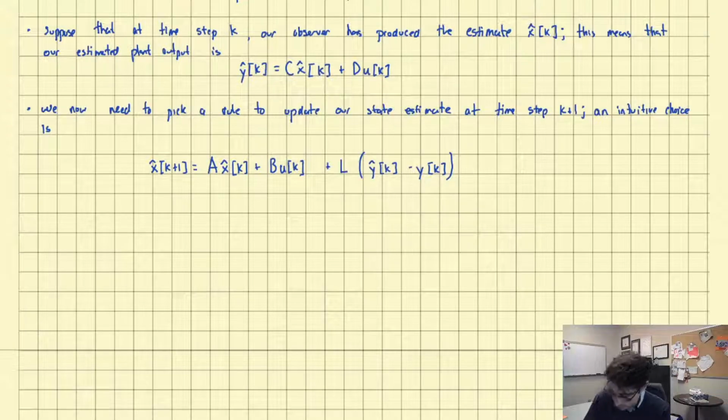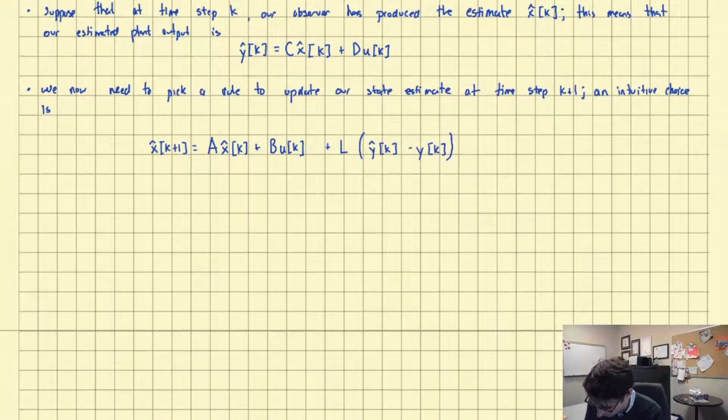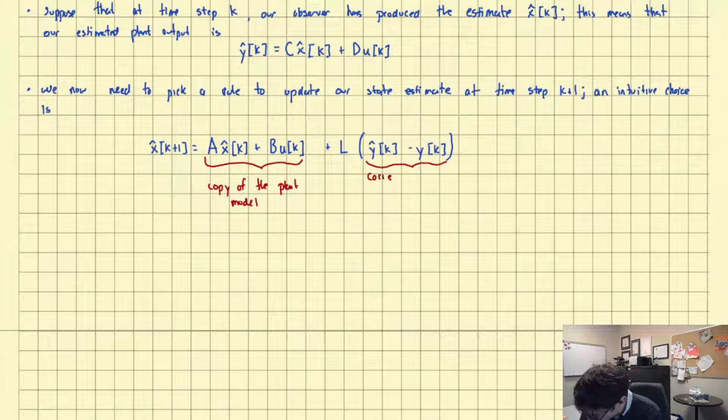Okay, so let me write down the way to think about this proposed observer. This is a copy of the plant model. And this is a correction term. You can think of this as a correction term that is proportional to the output estimation error.